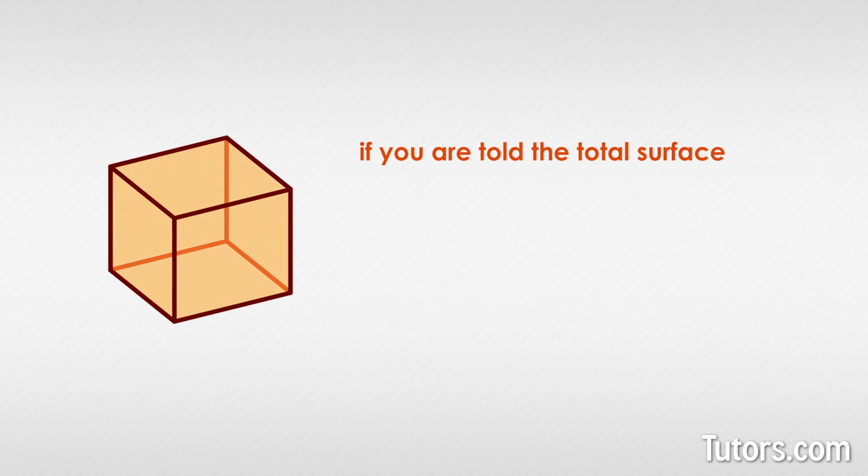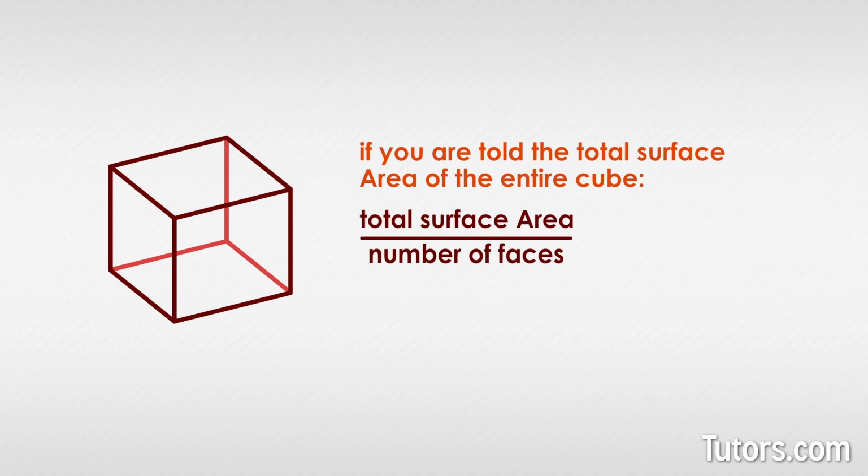What if you were told the total surface area of the entire cube? Can you find the volume? Yes. The total surface area is the area of all 6 congruent faces. Divide the total surface area by the number of faces to get the area of one face. Then take the square root of that area to get the length of any side. Plug that side length into the volume formula. That's it.